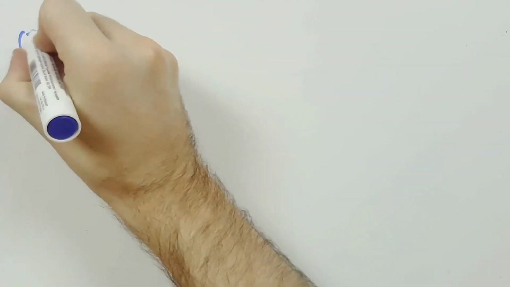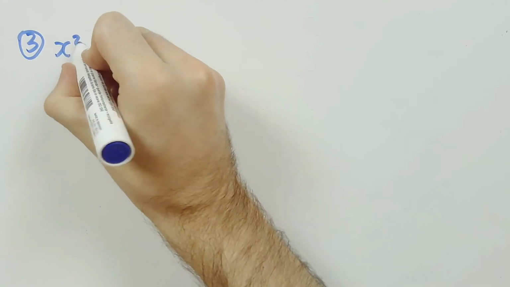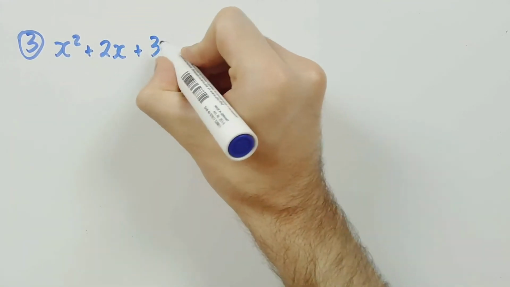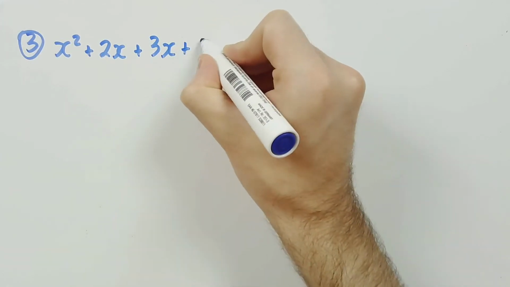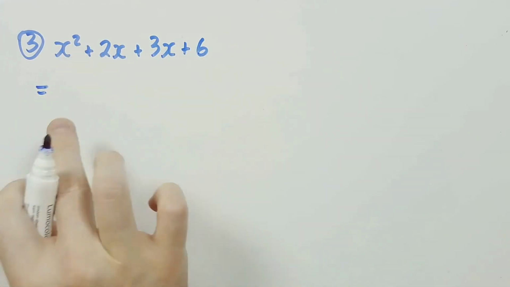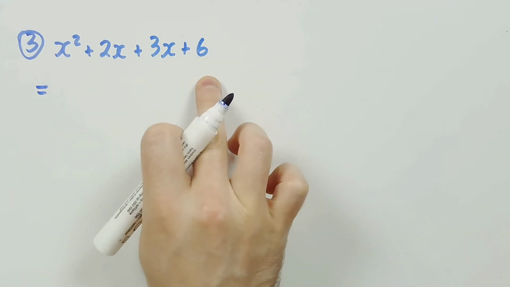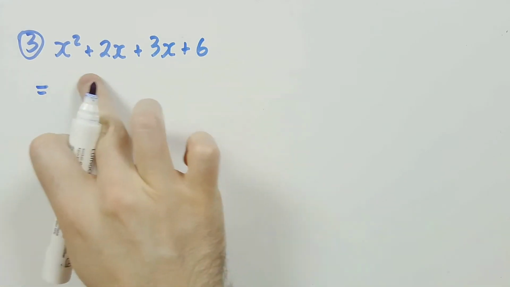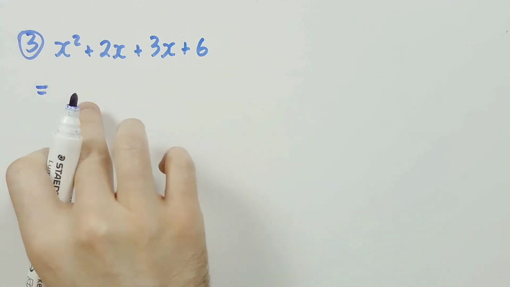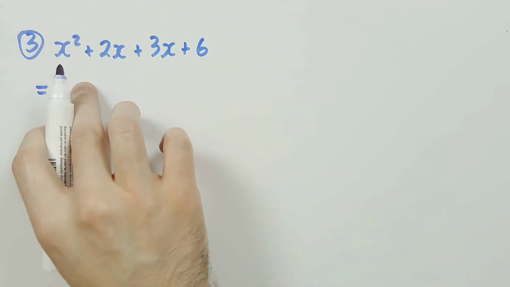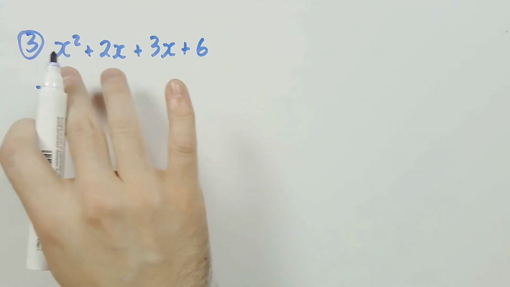Third example, we have x squared plus 2x plus 3x plus 6. So here we need to do a bit of simplification first. We're not quite at our final form. Or we could do a bit of simplification here, but it may not actually benefit us. Let's have a look. First, we can try and pull out a common factor from each of our terms.